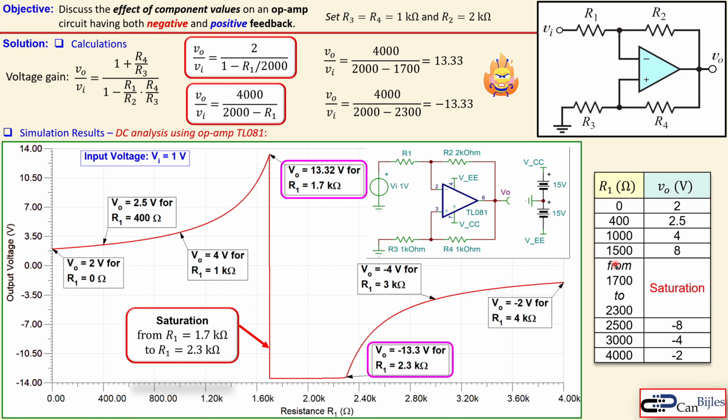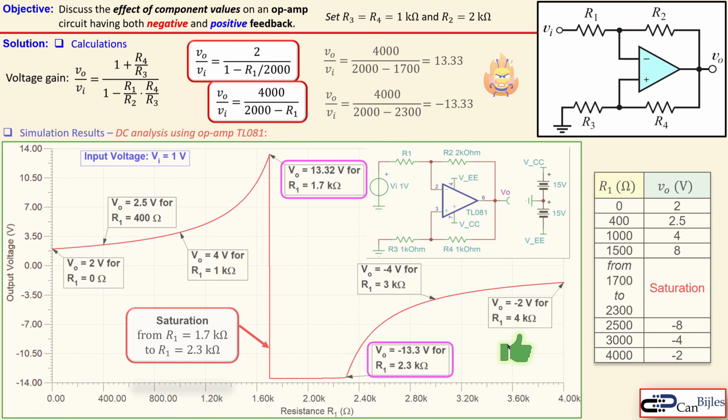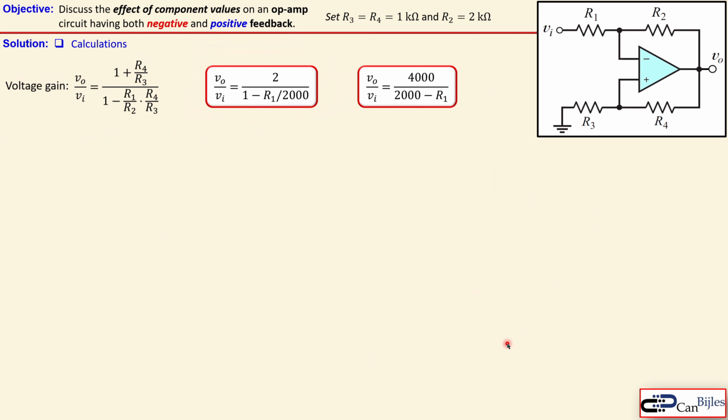Again, here in summary, the table from 0 up to 4000 ohms, and from 1.7 kilo ohm up to 2.3 kilo ohm, here we get a saturated level for this circuit. So we have also seen that this is indeed correct, but for the limited case. Okay, well, let's also look at the situation for the DC analysis of our operational amplifier.